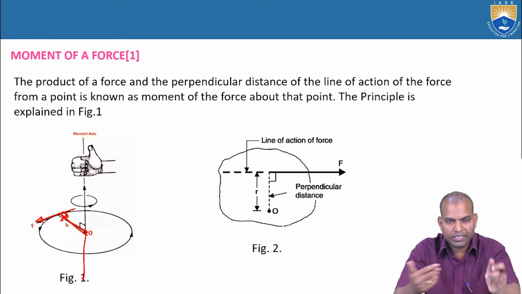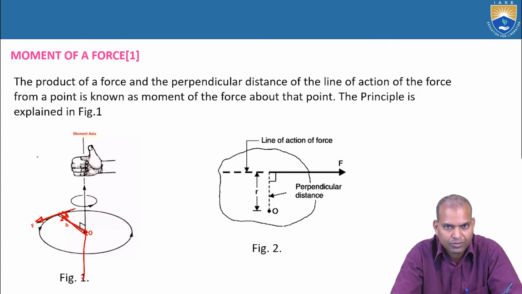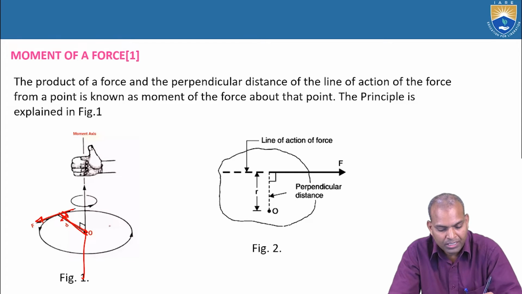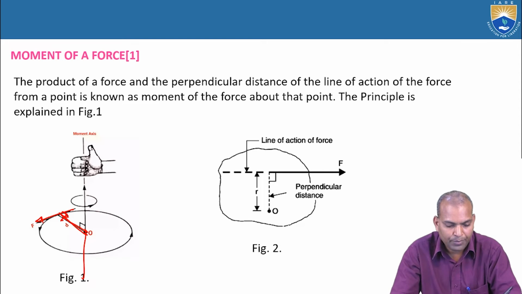But there is one more thing: what is the direction of the moment? There are two types of moments. One is clockwise moment and the other is counterclockwise or anti-clockwise moment. In this case, the force F is acting in such a way that it makes the disc rotate in which direction? Counterclockwise. So, coming to the next.